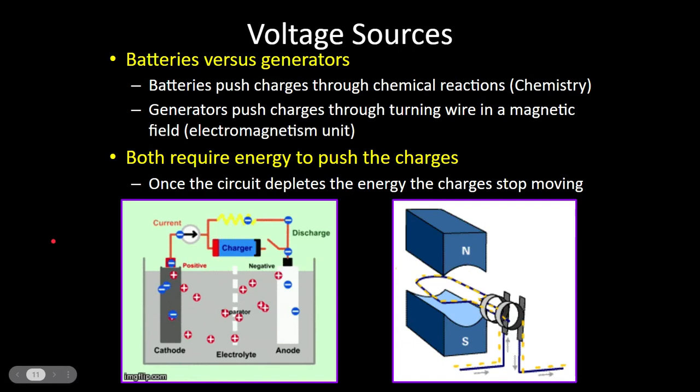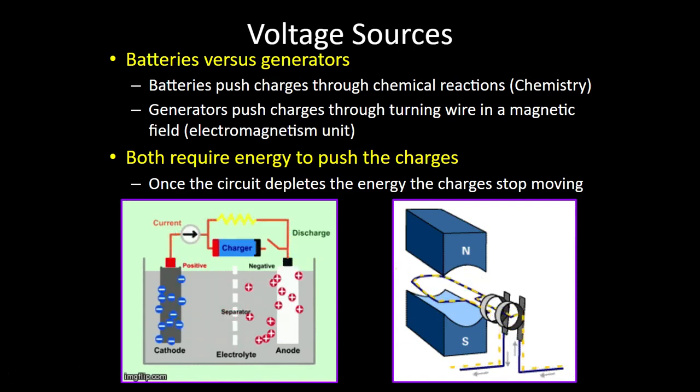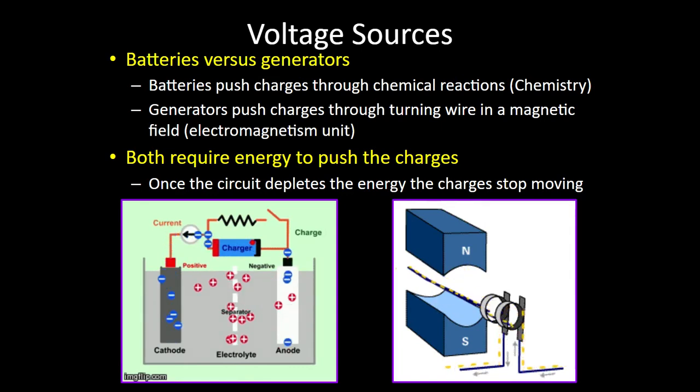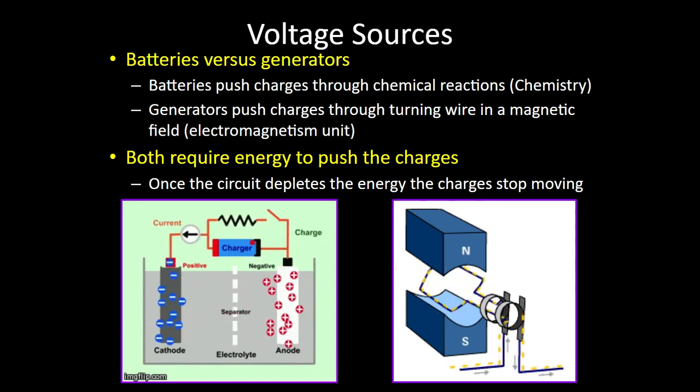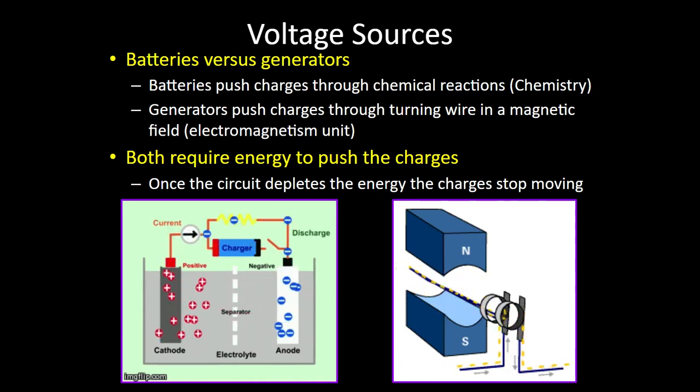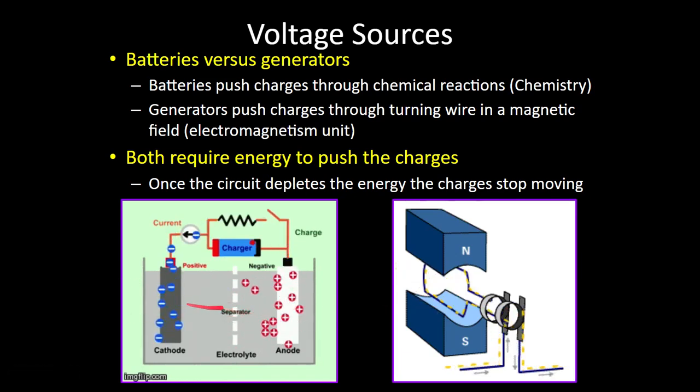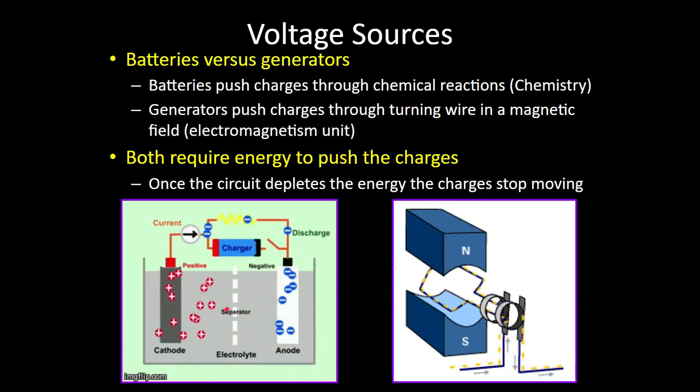Some more voltage sources, just batteries versus generators real quick. Again, batteries are going to push charges through a chemical reaction. And then generators are actually pushing it through the turning of a wire. And again, that's electromagnetism. We're getting there. Both require energy to push the charges. And then you don't run out of charges, you run out of energy. The charges are always in the wire, or the charges are always in the chemicals of the battery. You don't run out of charges, you run out of energy.